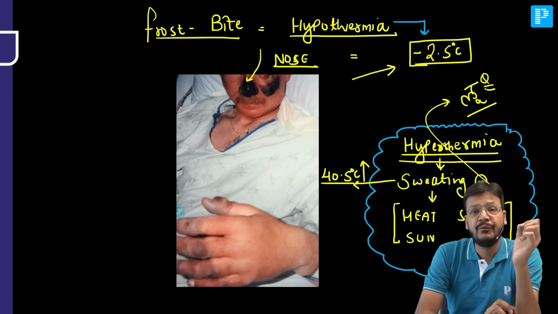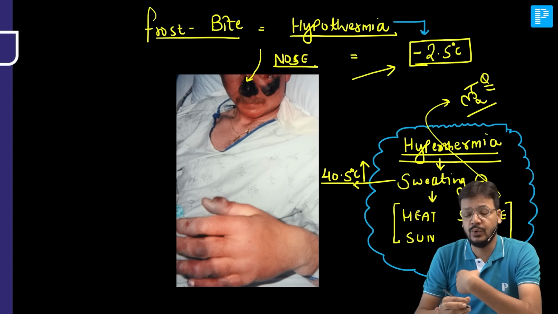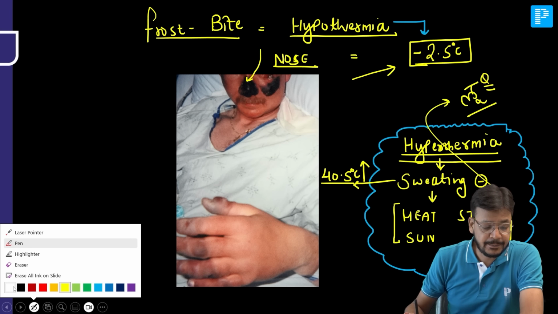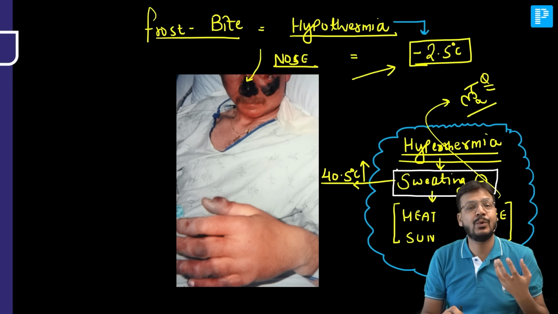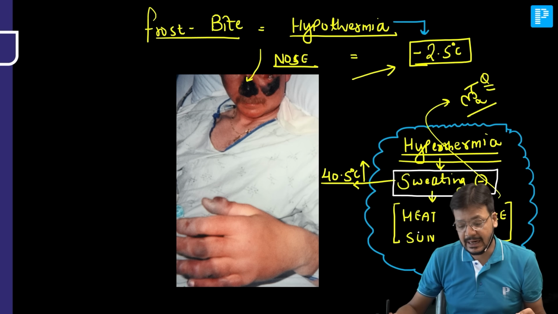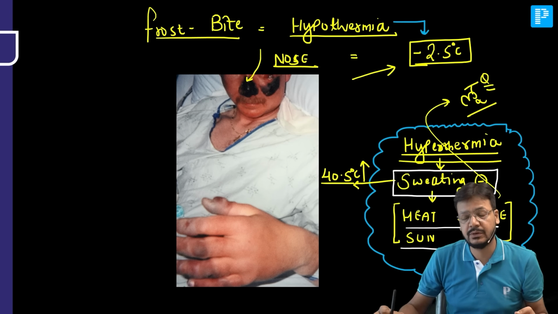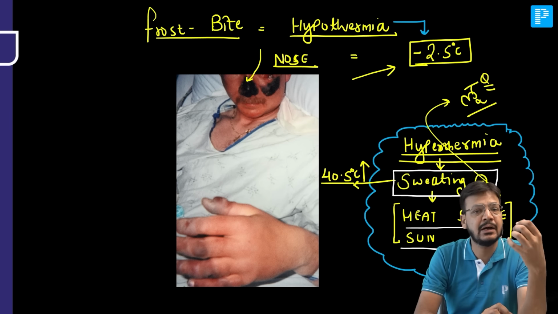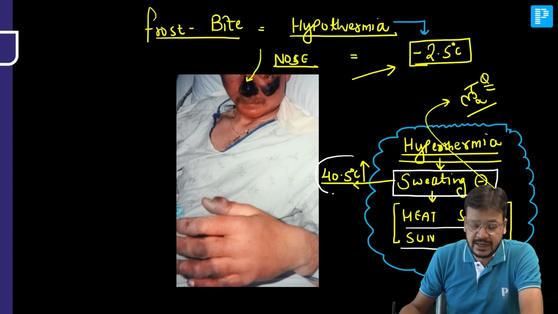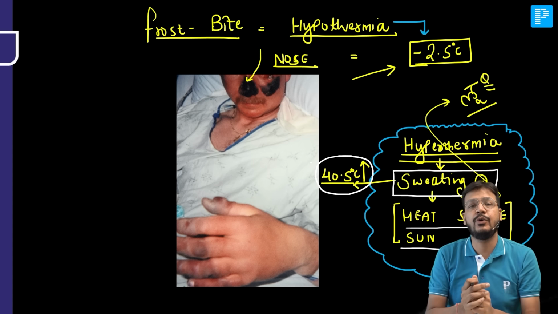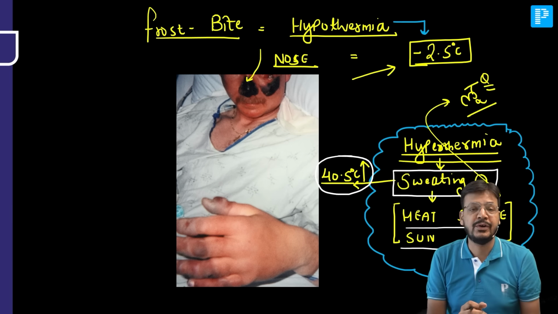Now, my dear friend, one condition which is hyperthermia is also known as LU. This is the only hyperthermic condition where sweating is absent. And what are the other names of LU? That is heat stroke or sunstroke. This is hyperthermia, and here sweating is absent when the temperature of the body goes above 40.5 degrees centigrade.